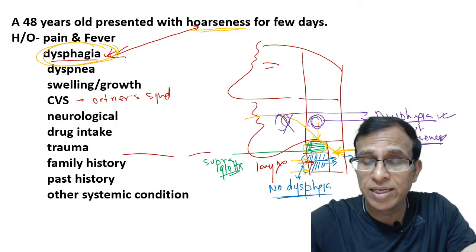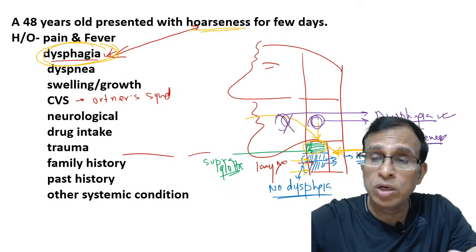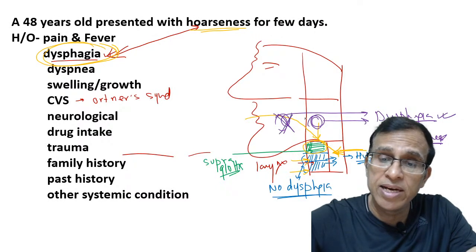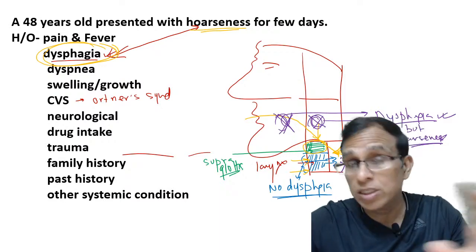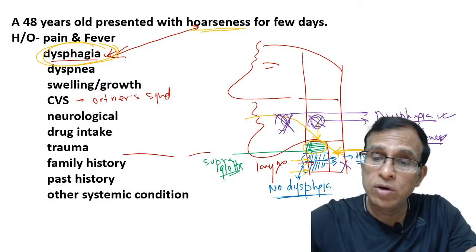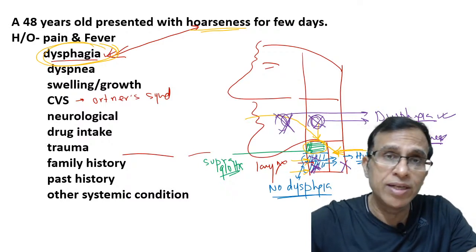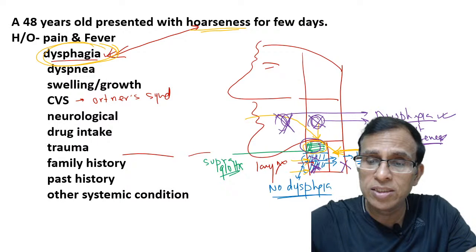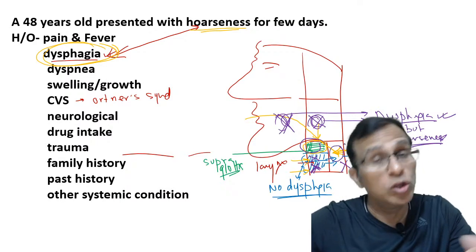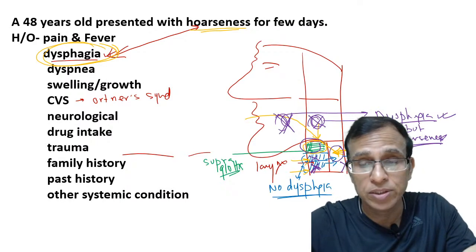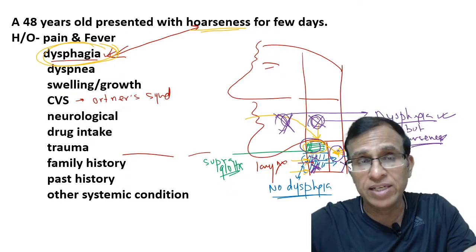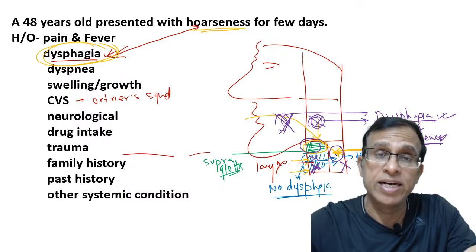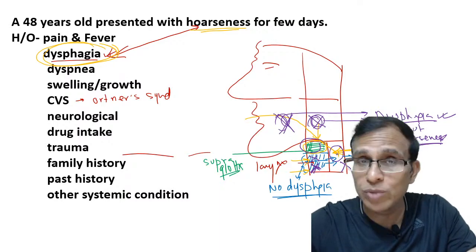So I'm sure you understand that only dysphagia without hoarseness means maybe these areas are involved or maybe the hypopharynx is involved. Only hoarseness without dysphagia means only the glottis and subglottis are involved, these two areas. But if both are there, then either it is the supraglottis or the hypopharynx also involved along with the larynx. So in this patient, it has to be the hypopharynx or the supraglottis of the larynx that is involved. That's why there is dysphagia as well as hoarseness of voice. So this one information we get.